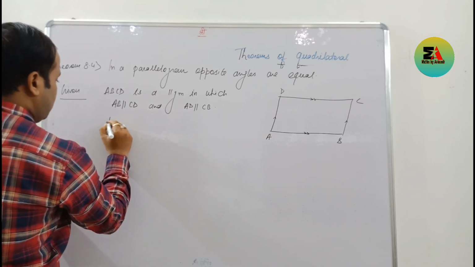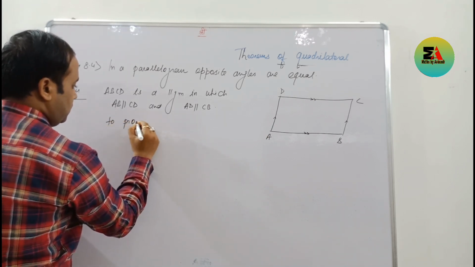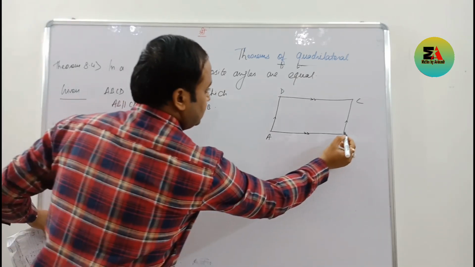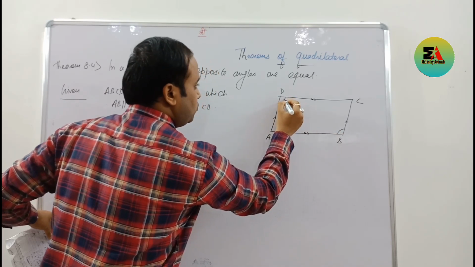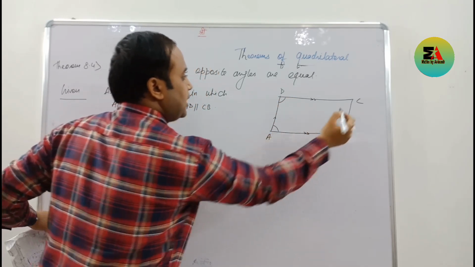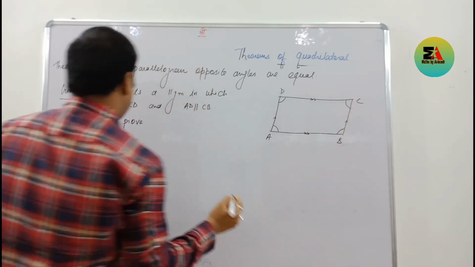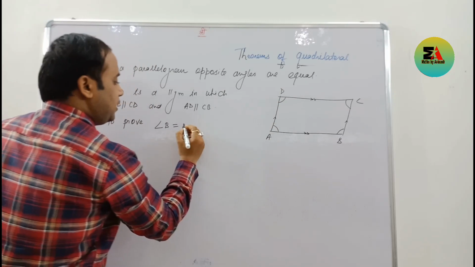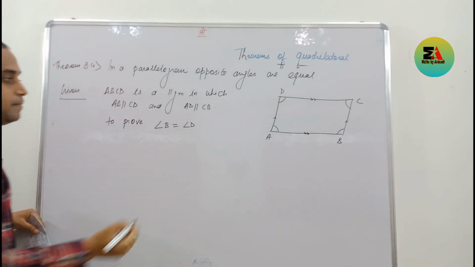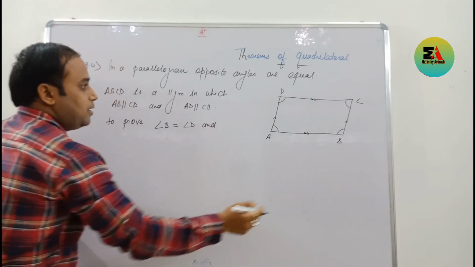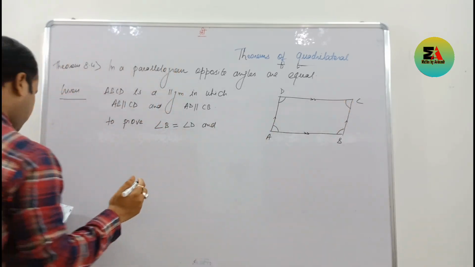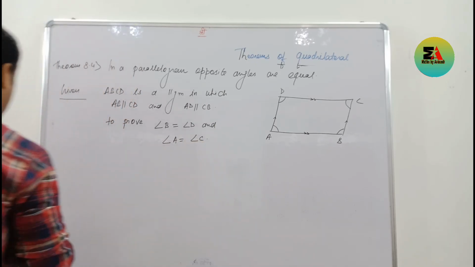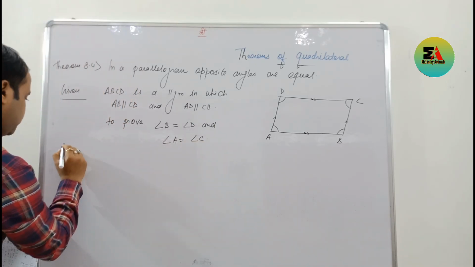To prove: what do we prove? Opposite angles. These angles are equal to these angles, and these angles are equal to these angles. Angle B is opposite to angle D, and angle C is opposite to angle A. Clear?